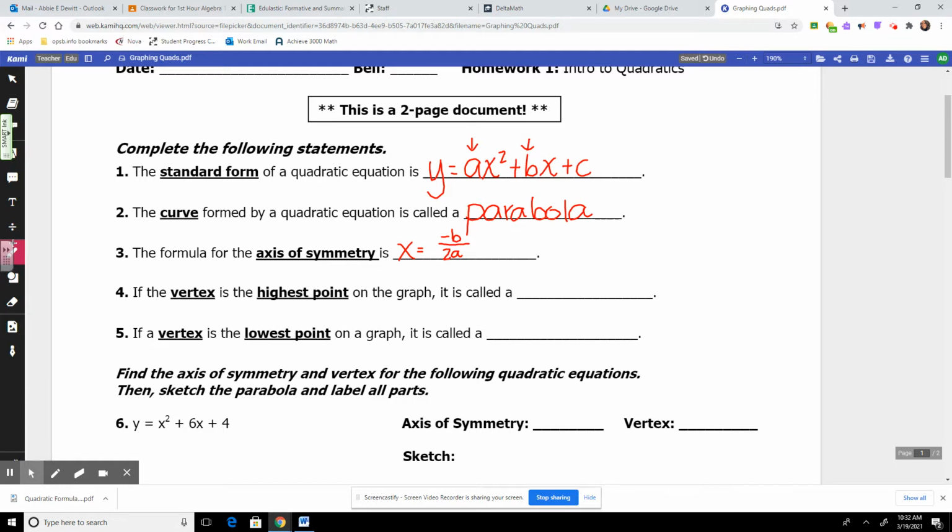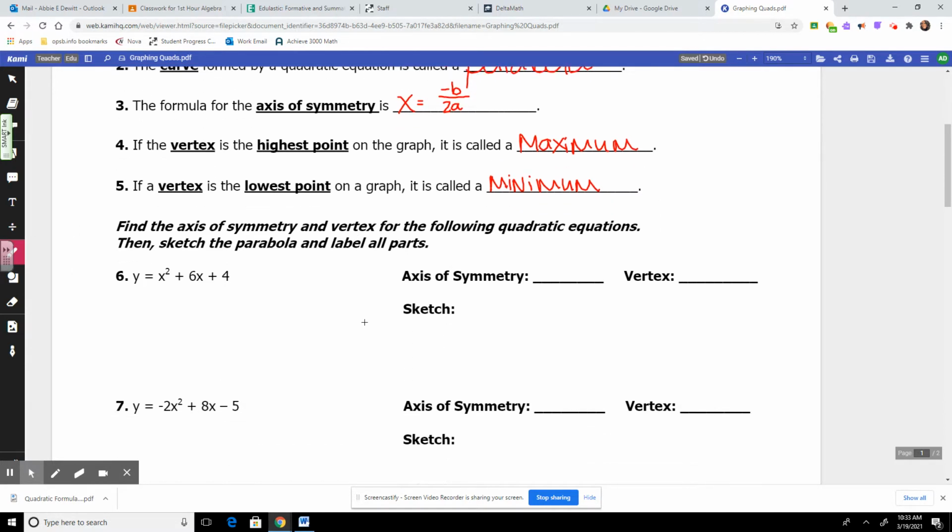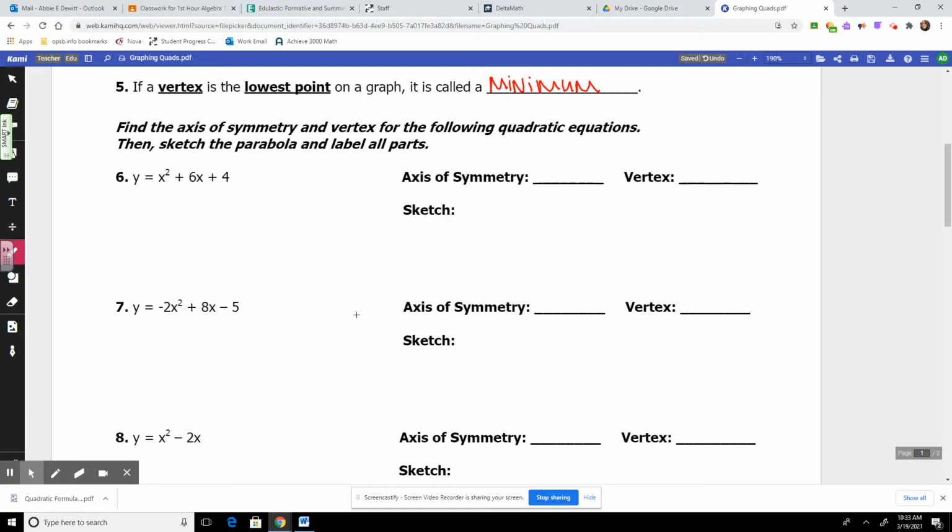If the vertex is the highest point on the graph, it's called a maximum. And if the vertex is the lowest point on a graph, it's called a minimum. I'm going to explain to you once we graph number 6 what the vertex is. We're going to discuss the vertex, and we're going to discuss the maxes and mins of the graphs as well.